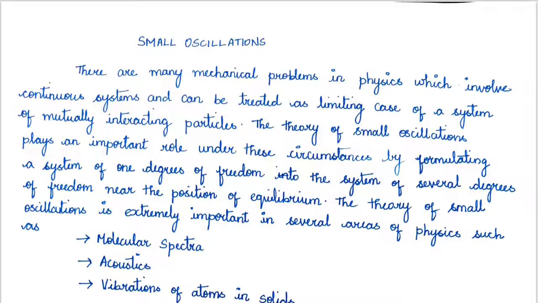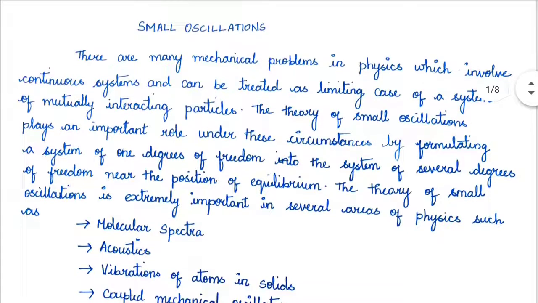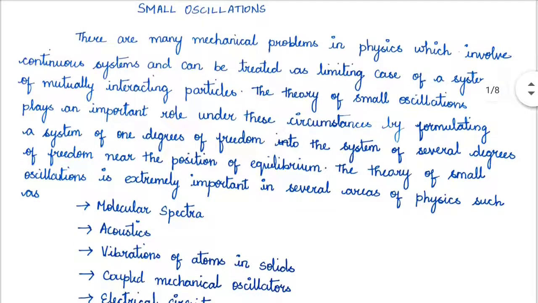Generally, there are many systems in physics which are highly complex in nature, and finding a solution to them is a Himalayan task. There are several mechanical problems which involve continuous systems, and we need to treat them as a limiting case of a system of mutually interacting particles. So here comes the theory of small oscillation, which helps us in solving these cases.